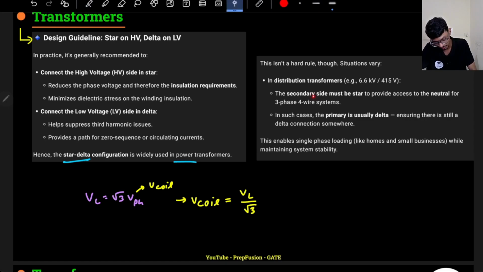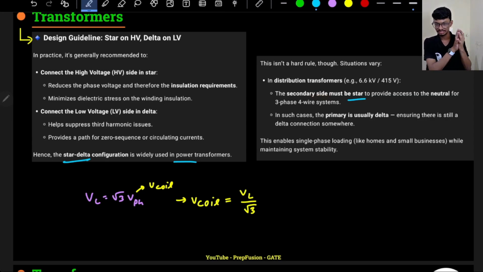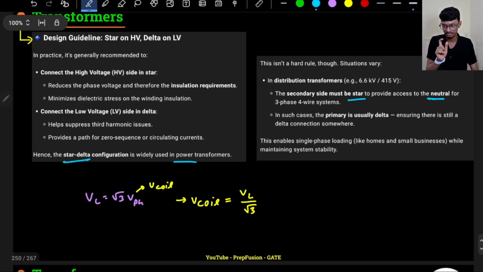In distribution transformer, delta star is used. Why? Because the secondary side must be star connected, because if you see on the load side, you have a neutral wire. In your home you have a neutral wire that is generally connected to ground, right? So to get access to the neutral, the secondary of a distribution transformer is connected to ground or neutral. Don't worry, we will discuss this in power system as well.